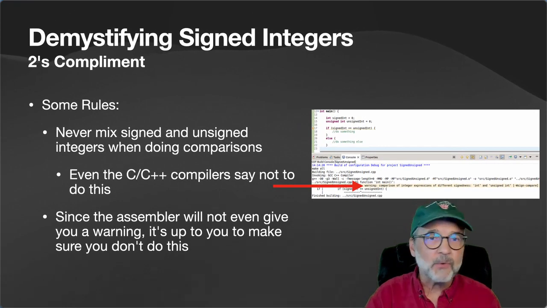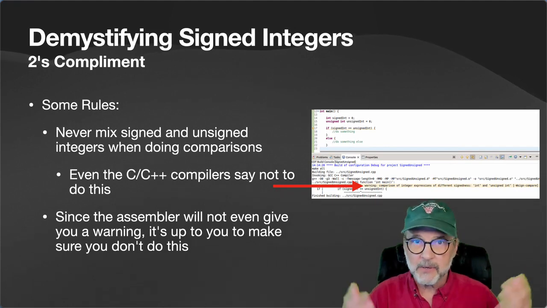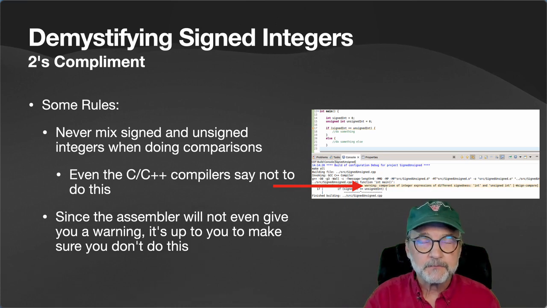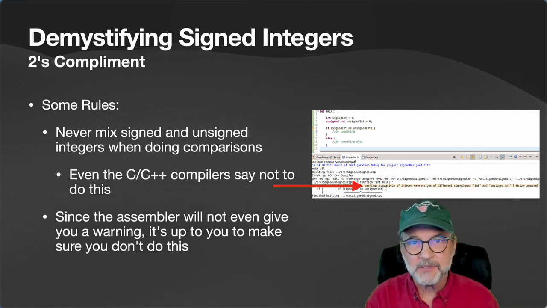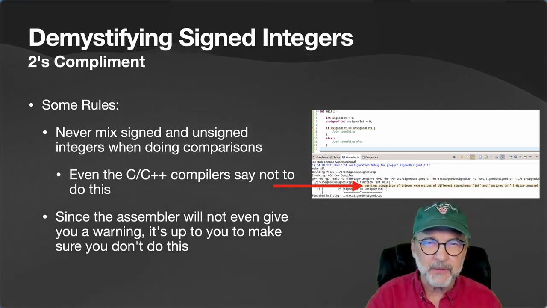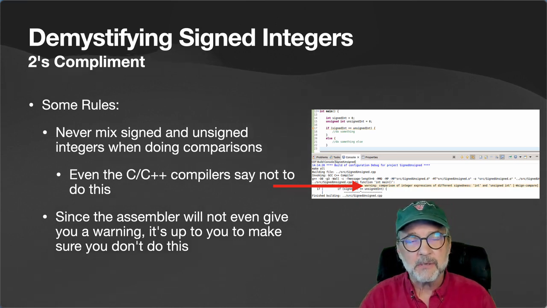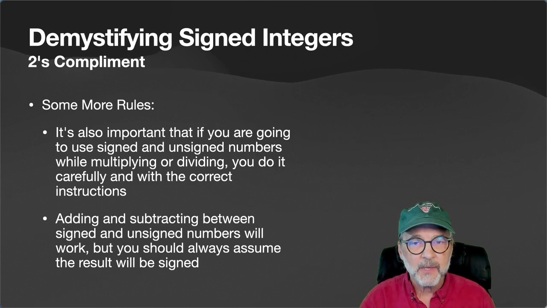The assembler won't even give you a warning like that. It's going to tell you nothing because the assembler is not as intelligent as a compiler. It doesn't really do anything with your code. It's assuming that you know what you're doing. So it's up to you to make sure you don't do this when comparing.